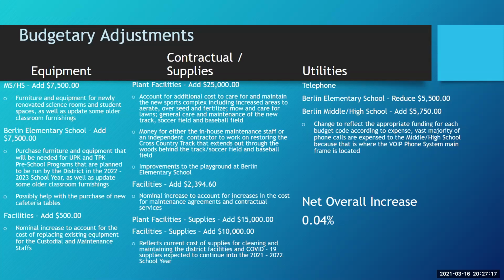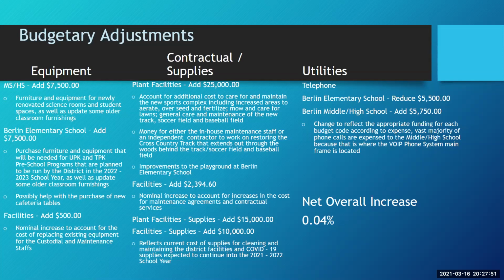Under the facilities side, which is the custodial side, I've added a nominal increase, $2,394.60 for the cost of maintenance agreements and contractual services, which continue to escalate at slight percentages each year, year over year. Under the facility side, as we spoke about a number of times tonight, COVID is here. We don't know how long it's going to be here.